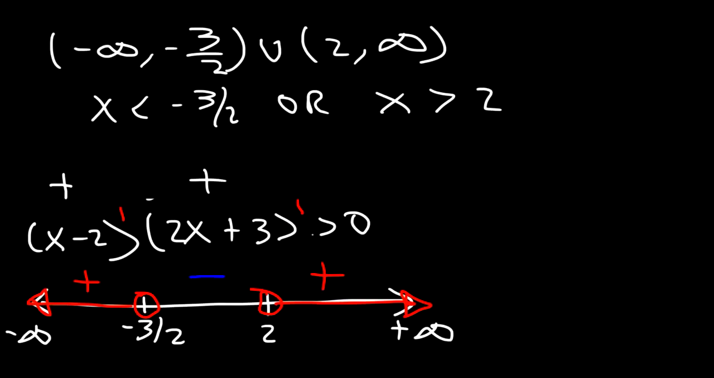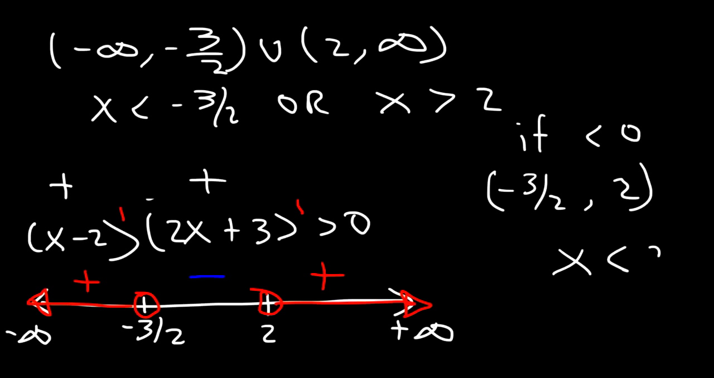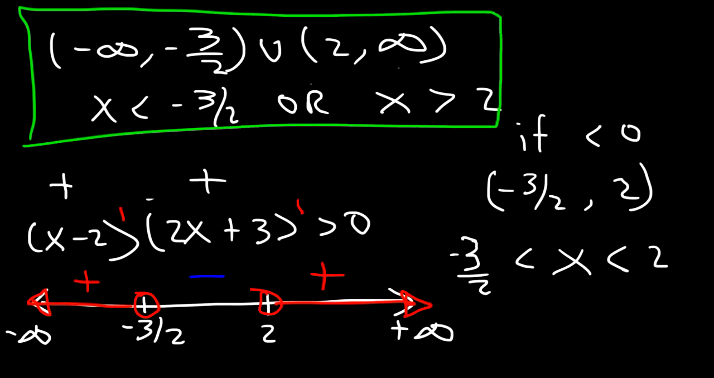Now let's say, for example, it was less than 0 instead of greater than 0. In that case, we would have this region. So therefore the answer would be, in interval notation, negative 3 over 2 to 2. Let me just write, if it's less than 0, as an inequality, we could say that x is less than 2 but greater than negative 3 over 2. Just in case you were wondering how to write it if we only had this region. But for this particular problem, this is the answer. So just keep that in mind.